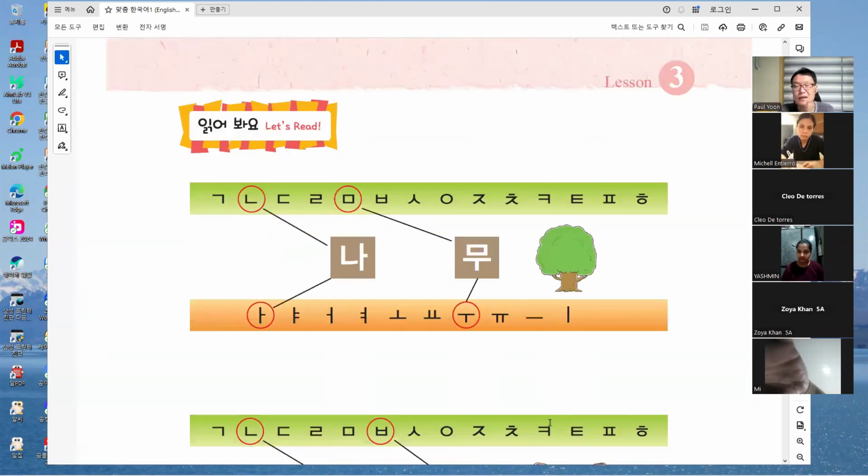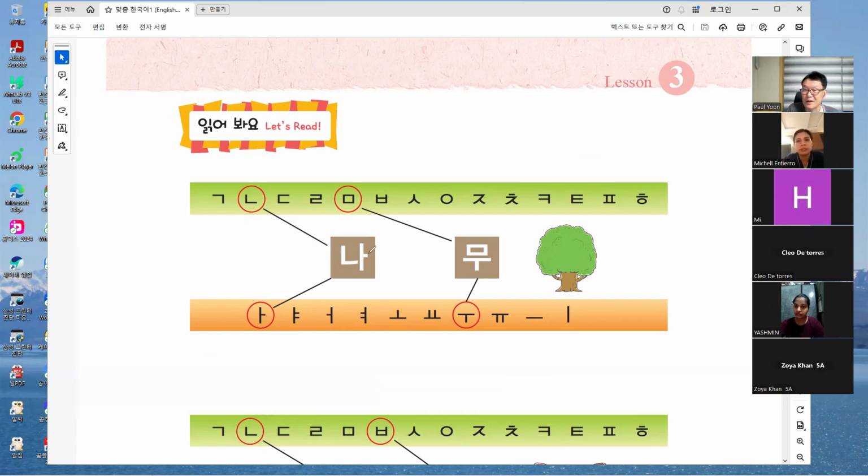So now, let's practice more with real Korean vocabulary. This one, n and a: na. How about this? M and u. So, this one is namu. Can you repeat? Namu. Okay, good. 나무 means tree in English. Korean 나무, English tree. Okay, 나무.